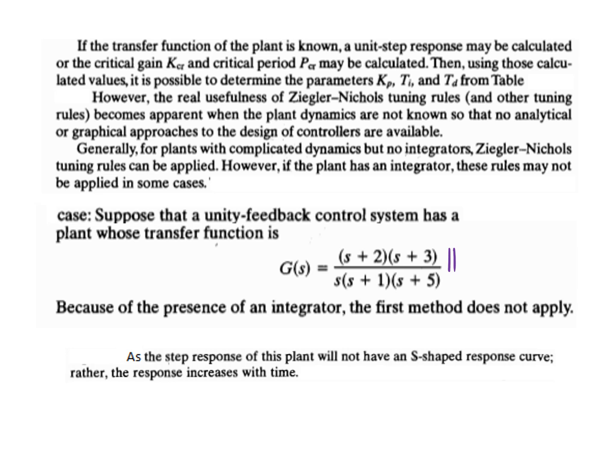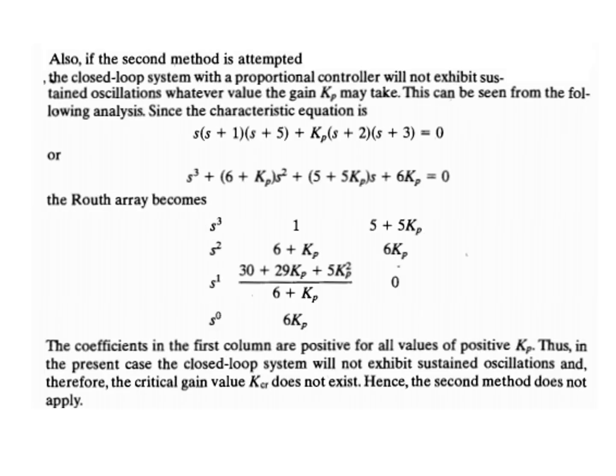Okay, so in this problem, you have an integrator. The first method should have an S-shaped curve, but because of the integrator, the S-shaped curve won't occur. So we cannot use the first method. So let me try the next method. In the next method, I need to check for what gain there is sustained oscillation, because the first method is the S-shaped curve, the second method is sustained oscillations. We all know this.